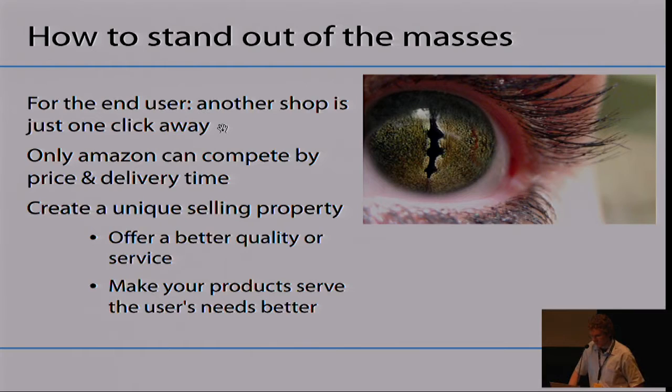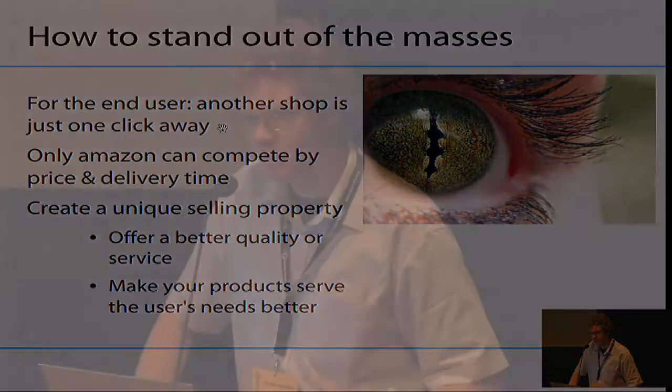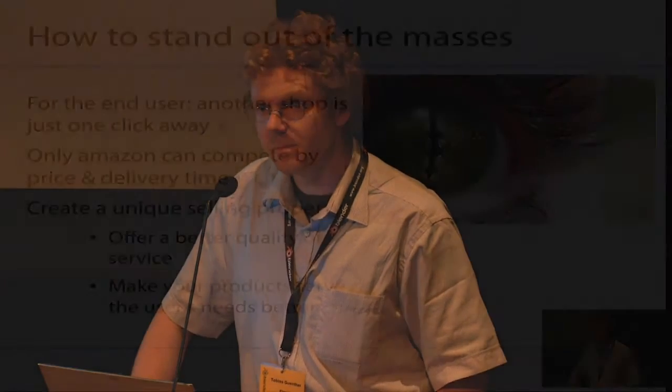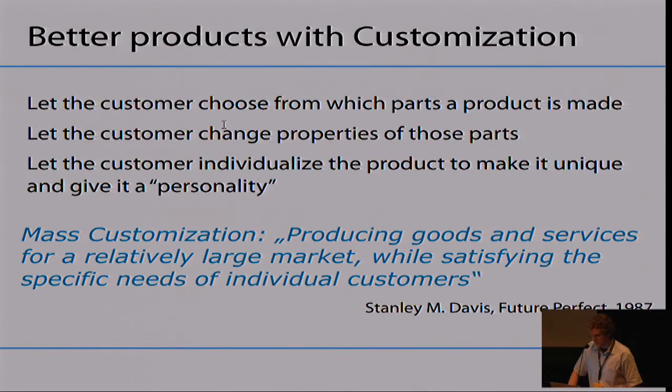Usually you can change parameters like the price of your products, but this is nothing that I would recommend today, because Amazon is a large player and can outperform you if you just try to compete on price. But you can offer a better quality or a better service around your product, and you can also make sure that you serve the user needs better. And how to do this? You have three tools to serve the user needs better.